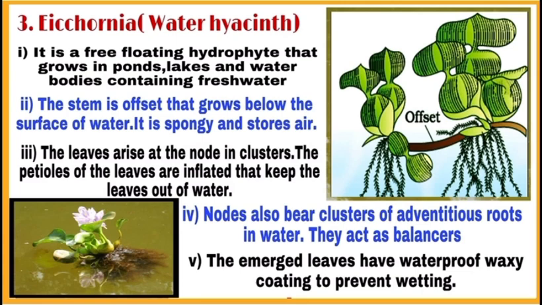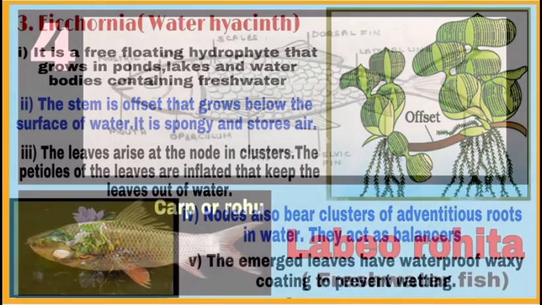The leaves arise at the nodes in clusters. Petioles are very specific in water hyacinth. Petioles of leaves are inflated that keep the leaves out of water. Nodes also bear clusters of adventitious roots in water and they act as balancers. The emerged leaves have a waterproof waxy coating to prevent wetting.